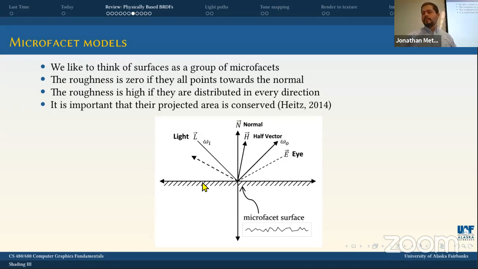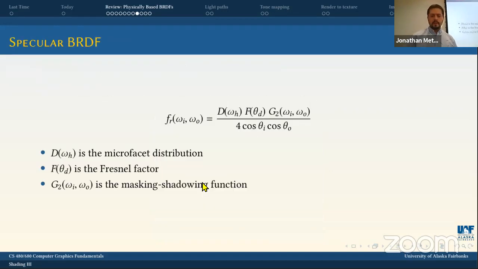So we basically say that the roughness is 0 if they all point to the normal. So if they're all aligned with the normal, then we would say it's 0. And we say roughness is high if they're distributed in every direction. They go up and down. They're all different kinds of angles, okay? And whatever the case is, it's important that their projected area is conserved. And I'll take a look at Heitz's paper in just a second.